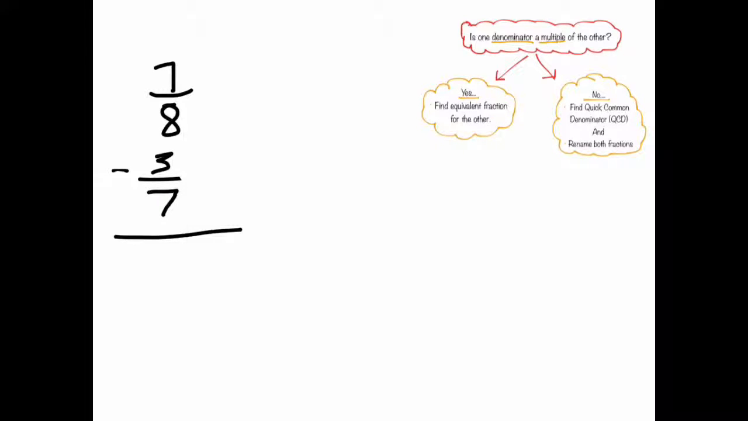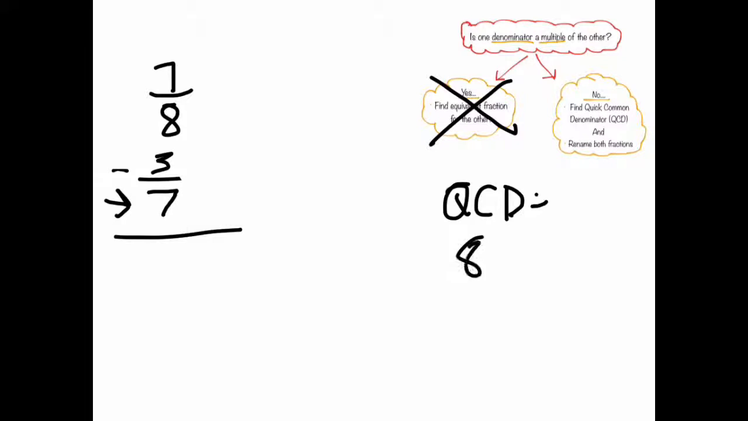Next problem. In this problem, we are going to subtract 3/7 from 7/8. I need to first ask myself if one is a multiple of the other. Now, 7 is the smaller denominator, so if I skip count by 7s, 7, 14, I see that I'm already bigger than 8. So I can tell that 7 is not a multiple of 8. So if that's the case, then I need to find a quick common denominator, and that would be multiplying 8 times 7, which is 56, and then renaming both fractions with a denominator of 56.